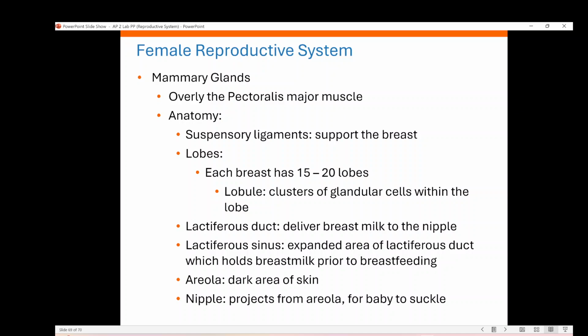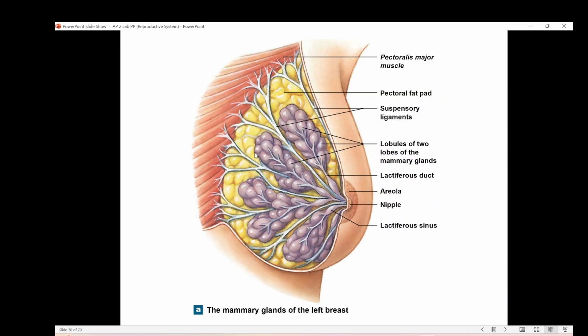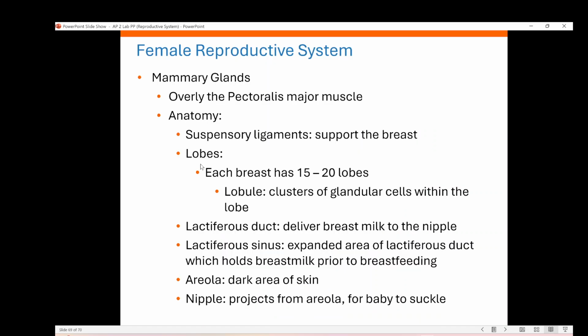The last part of the female reproductive system we just want to mention are the mammary glands. These are two glands that lay over the pectoralis major muscle. There are some ligaments that help support the weight of the breast. They're known as the suspensory ligaments. If you take a look, here's the pec major muscle. These ligaments come up right into the breast tissue, helping to suspend the breast and hold the weight of the breast up a little bit.